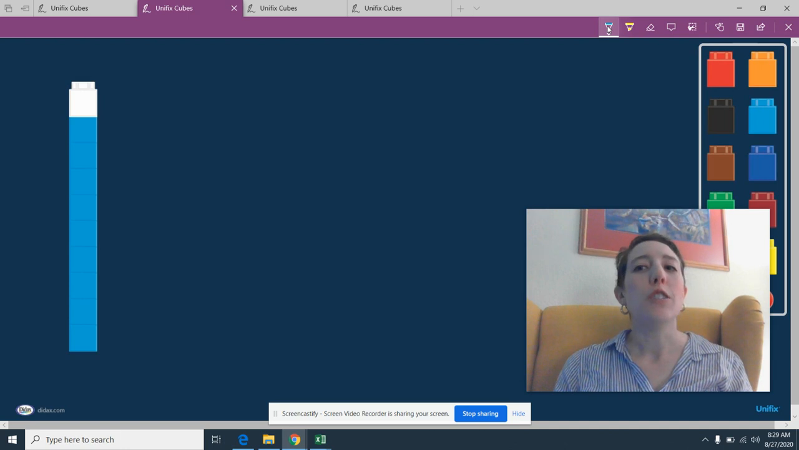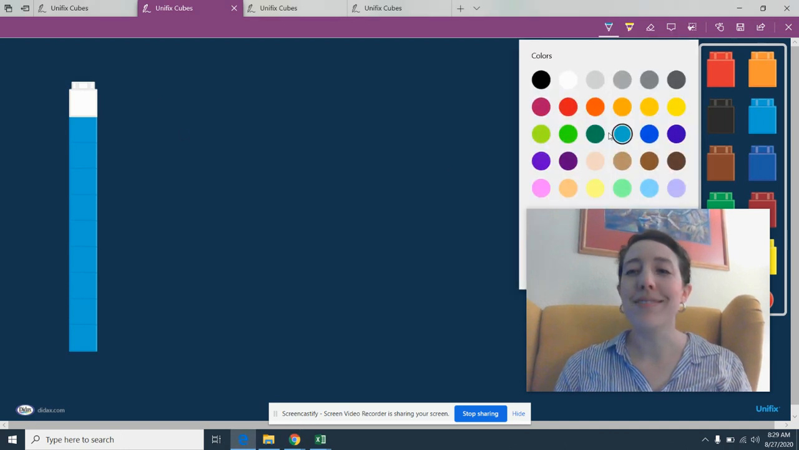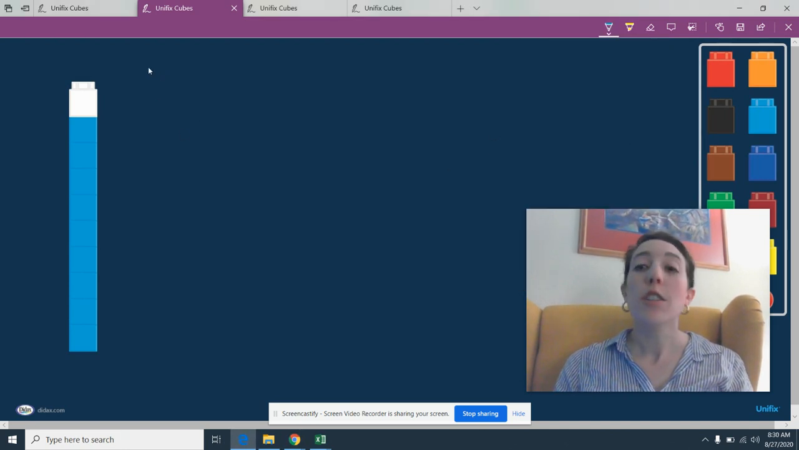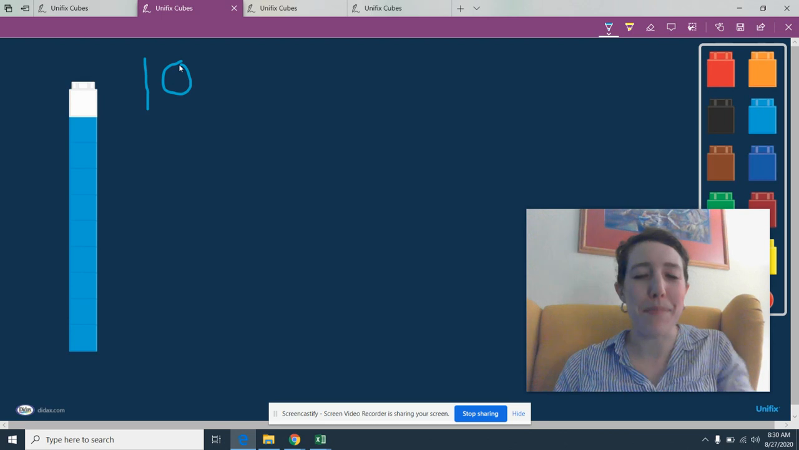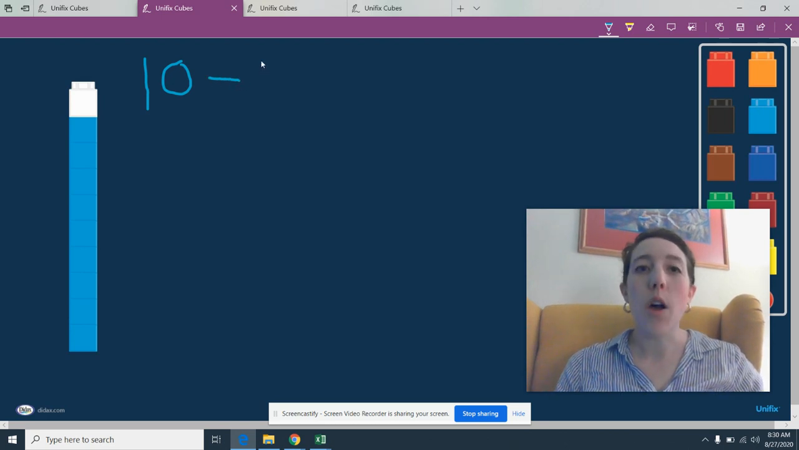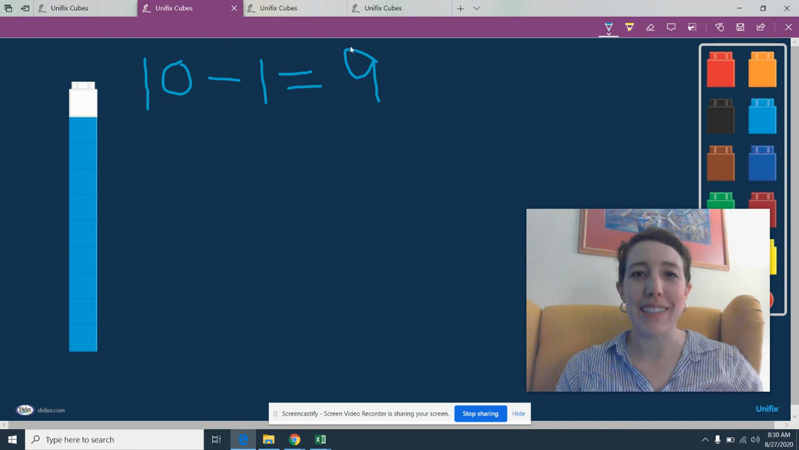So I'm going to get my marker. Oops, I like this blue color. So I'm going to write a math equation that matches that. I can say that 10, thank you for being patient, minus 1 equals 9. So even though my answer right here for my math equation is 9, what number is in that math equation? 10, because there are still 10 to start out with.